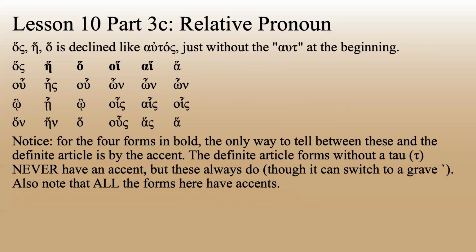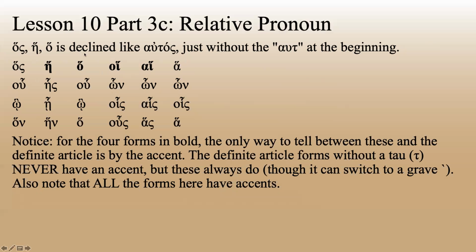So notice the 4 forms in bold, and of course the neuter singular accusative as well, since it matches the neuter singular nominative. The only way to tell the difference between these and the definite article is by the accent. All of the forms of the definite article that don't have a tau: the masculine singular nominative, feminine singular nominative, masculine plural nominative, feminine plural nominative. Those four are the exceptional ones, the ones that don't have tau. Of the definite article, those never have an accent.